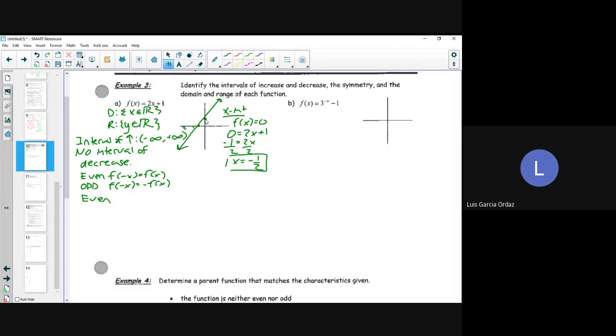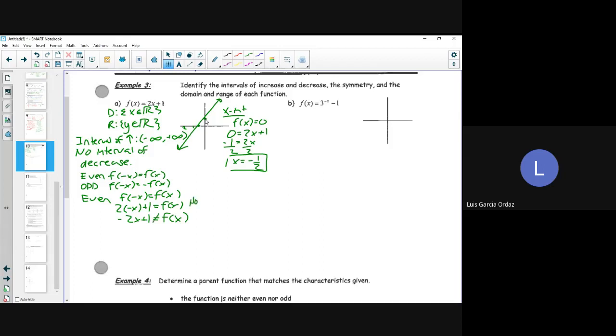So remember, for even, we're just subbing in negative x for x. So we have f of negative x is equal to f of x. So we have 2 times negative x plus 1 is equal to f of x. Negative 2x plus 1 is equal to f of x. Is that true or not true? Not true. So negative 2x plus 1 cannot equal 2x plus 1.